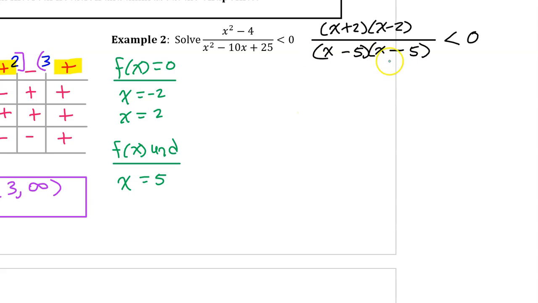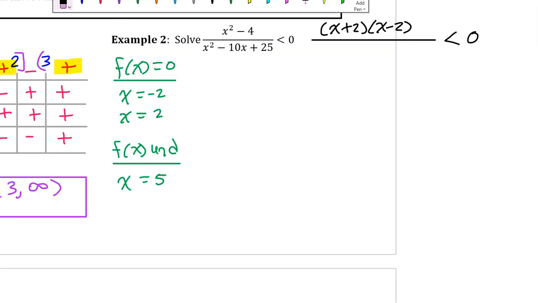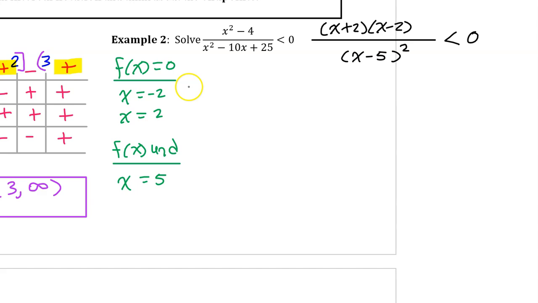However, now that I think about it, as I get ready to make the sign chart, because the x minus 5 appears twice, it has a multiplicity of 2, it would be better, I encourage you, to write this as x minus 5 squared. So I'm just going to erase that and write it that way. And that's the way I want to see it on your sign chart. So x minus 5 quantity squared. Let's make the sign chart.